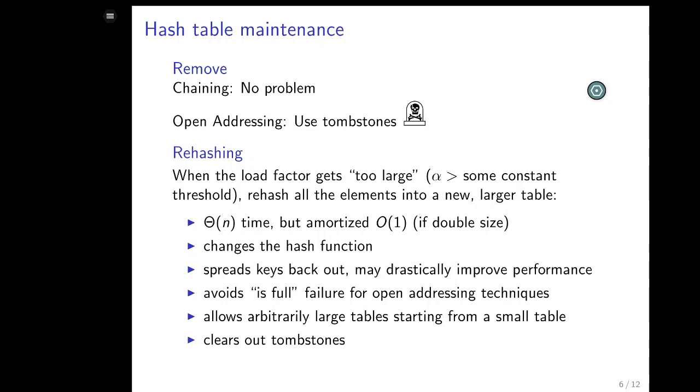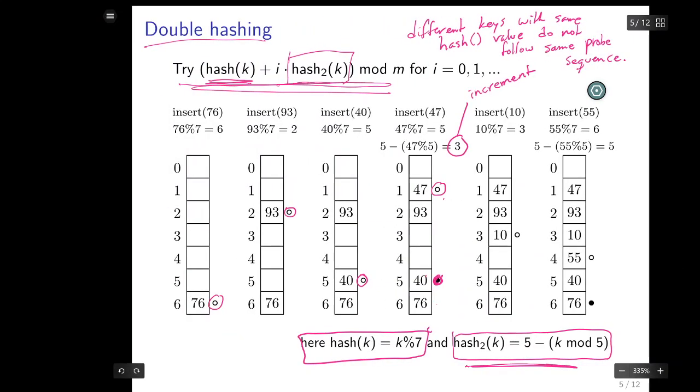Let's say open addressing. Let's say this guy, double hashing, for example, its performance is something like 1 over 1 minus alpha for, let's say, a find operation, where alpha, again, is the load factor. It's the number of elements that you've put into the table divided by the size of the table.